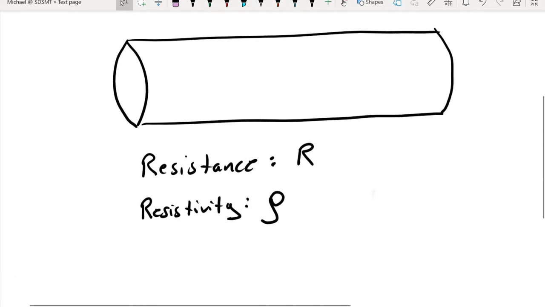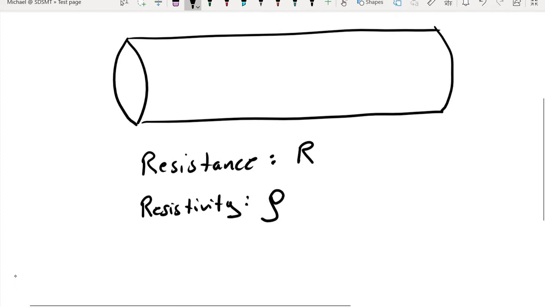And what the resistivity does is it is an intrinsic property of the material.